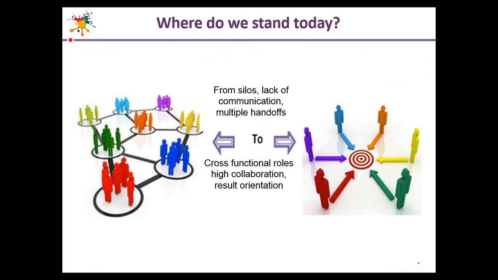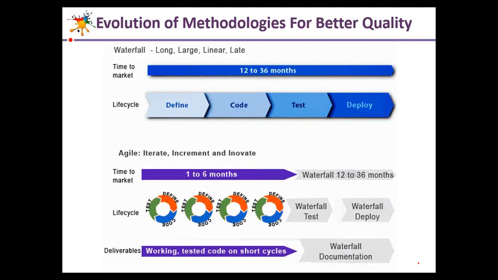the paradigm has shifted, and now it is more important to have cross-functional roles, high collaboration, and result orientation of the software. The change of this paradigm has also changed the conception of the application development lifecycle. People are moving from waterfall to agile. So what is the difference? What is the basic difference between these two?